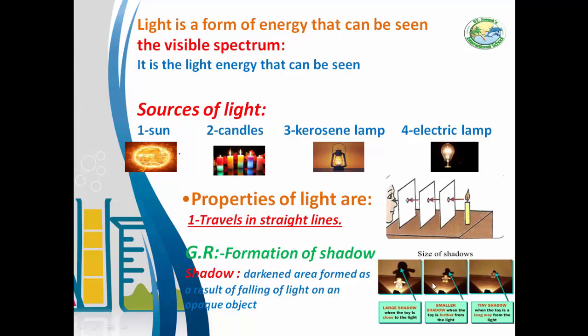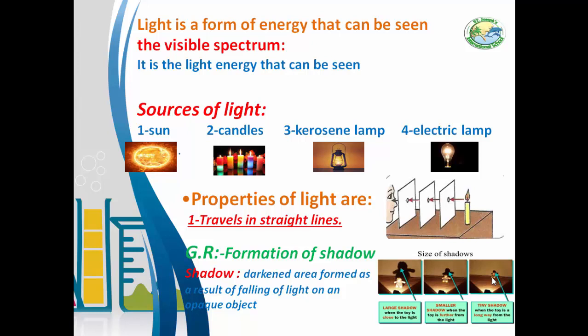So the nearer object to the light source has bigger shadow. When the object is near the source of light, its shadow will be big, but when it is far from the source of light, its shadow will be small.